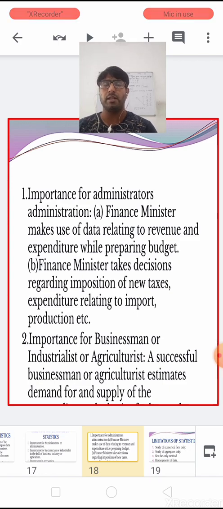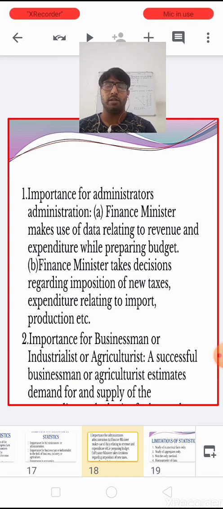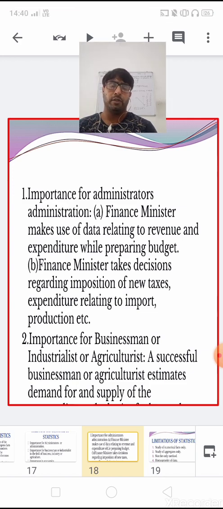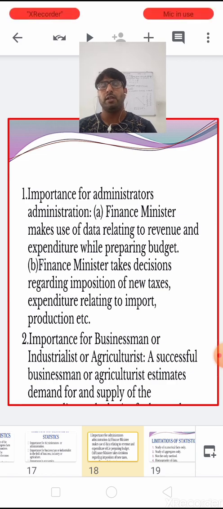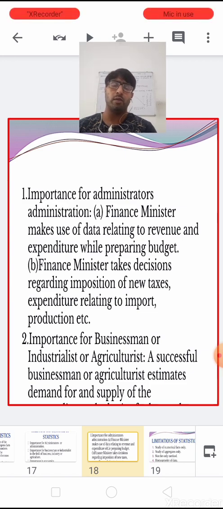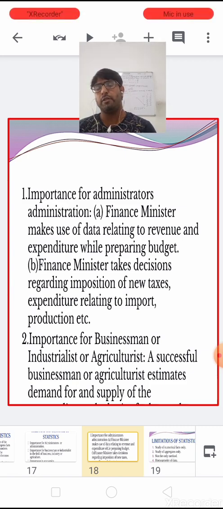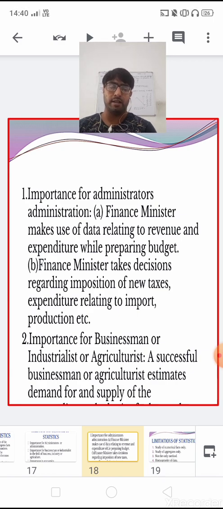Importance of statistics is very necessary for the administrations or administrators. For example, the finance minister makes use of the data relating to revenue and expenditure while preparing the budget, and takes decisions regarding imposition of new taxes, excluding subsidies, or any expenditure related to the export and import of various goods and services, etc.